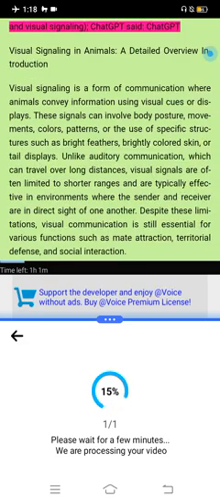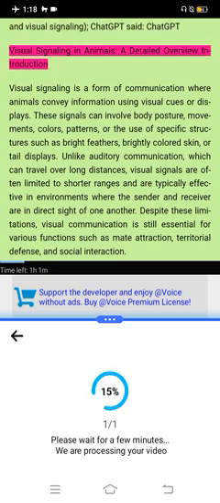You said. And visual signaling. ChatGPT said. ChatGPT. Visual signaling in animals.